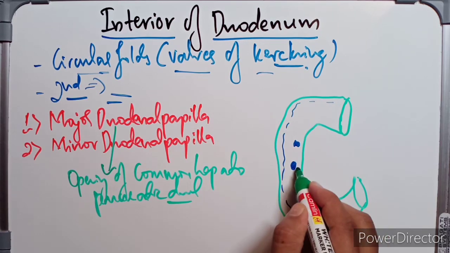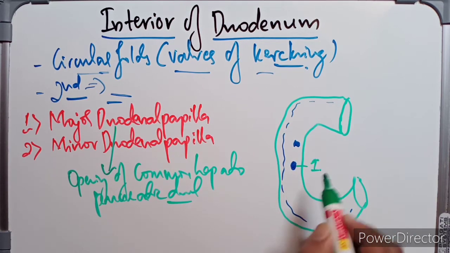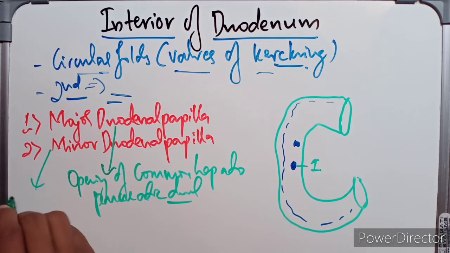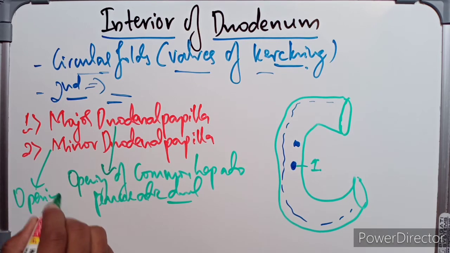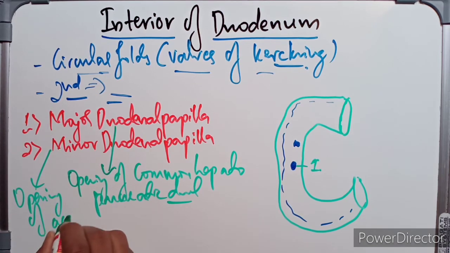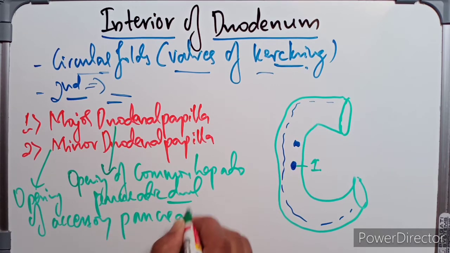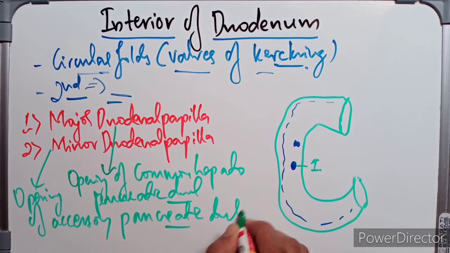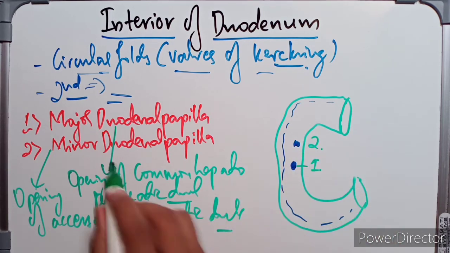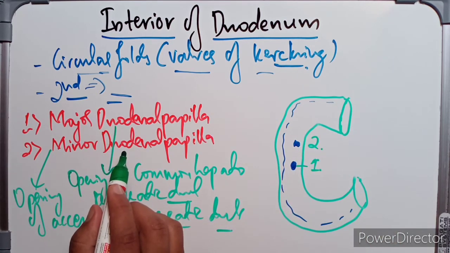This is the opening of the common hepatopancreatic duct, and the minor duodenal papilla is the opening of the accessory pancreatic duct. So the opening of the accessory pancreatic duct is the minor duodenal papilla. So major duodenal papilla and the minor duodenal papilla.